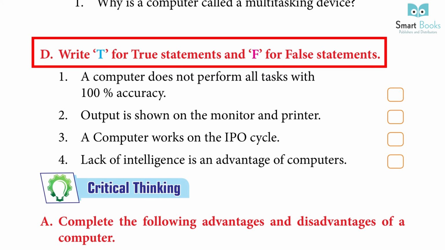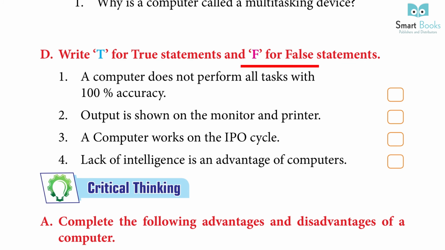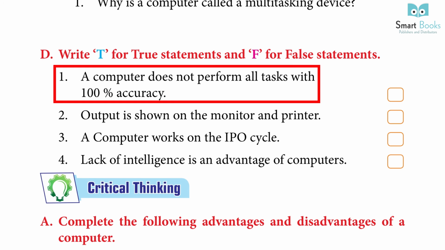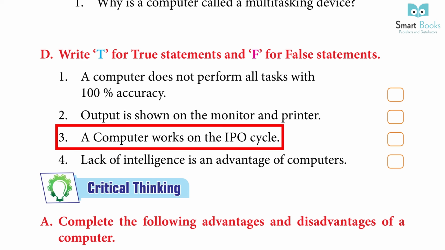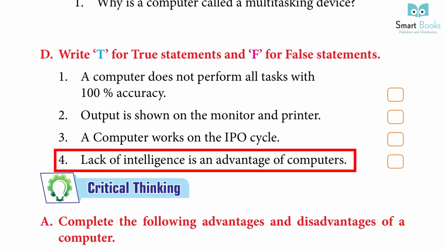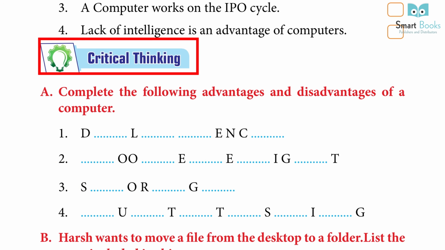D. Write T for true statements and F for false statements. 1. A computer does not perform all tasks with 100% accuracy. Answer: false. 2. Output is shown on the monitor and printer. Answer: true. 3. A computer works on the IPO cycle. Answer: true. 4. Lack of intelligence is a disadvantage of computers. Answer: false.